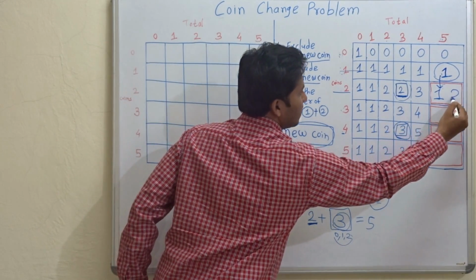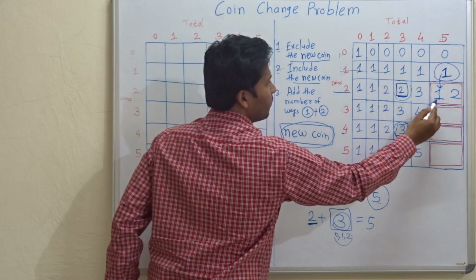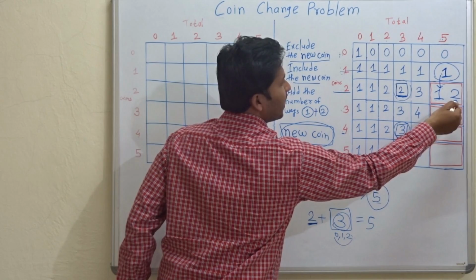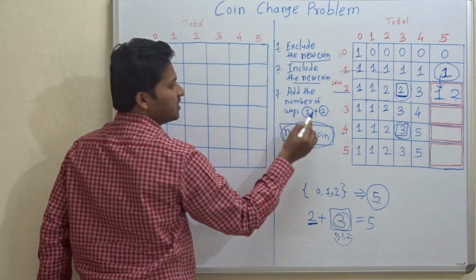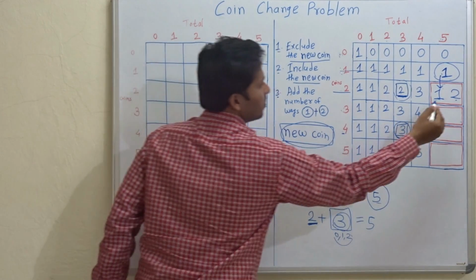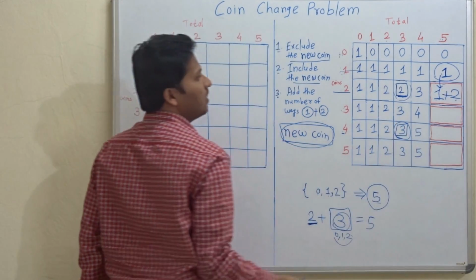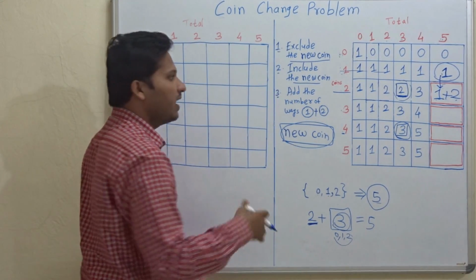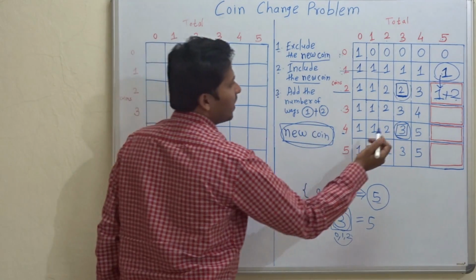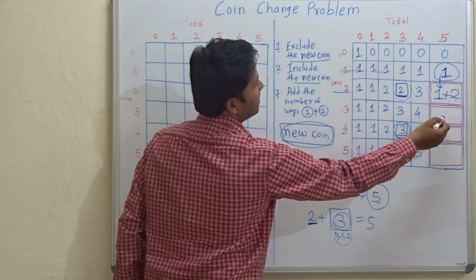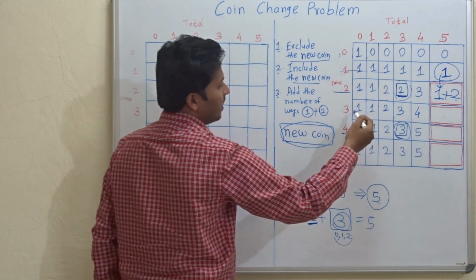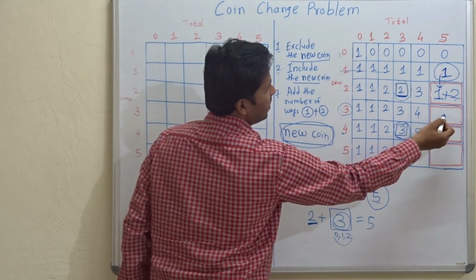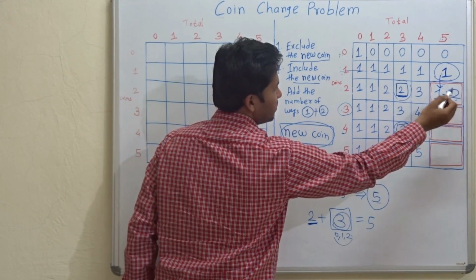So I write it here. 1 is the number of ways by excluding the coin, and this is the number of ways by including the coin. And the third step says to add them. So I will add them. So the steps are: first exclude the new coin, then include the new coin, and add the number of ways. Now let's go ahead. For this cell, the number of ways is equal to 1 plus 2 equals 3.